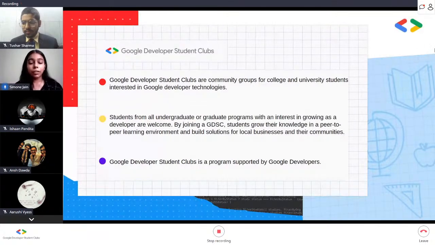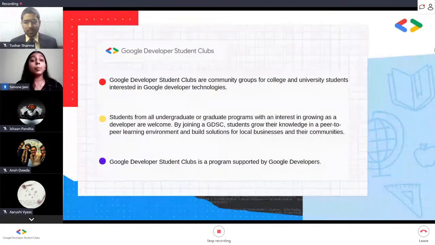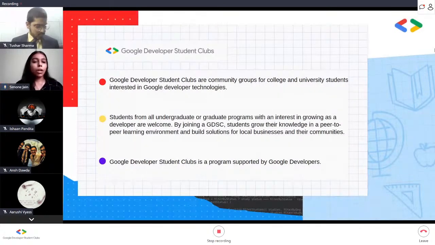Yes, you heard it right. The tech giant itself, which aims at bringing out the best in each person by learning from one another, collaborating on projects under the latest domains like machine learning, Android development, web development, and many more. But most importantly, growing as an individual.